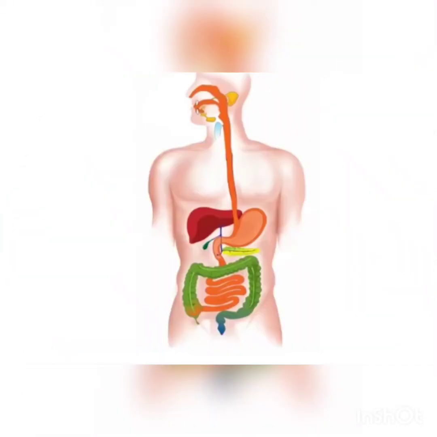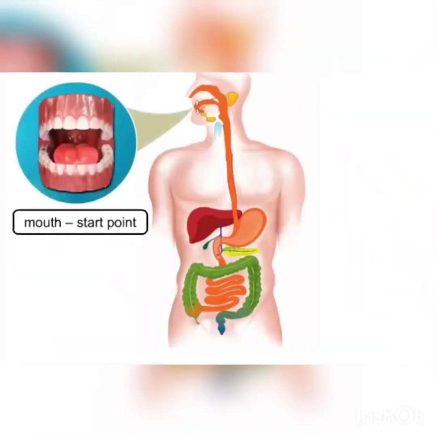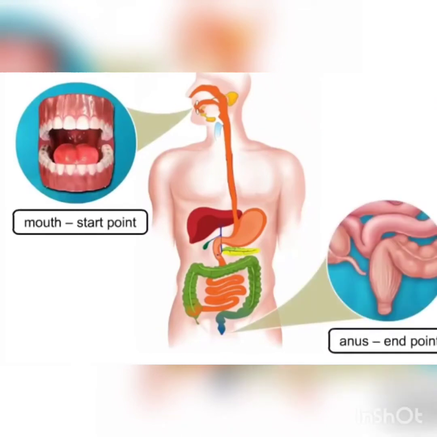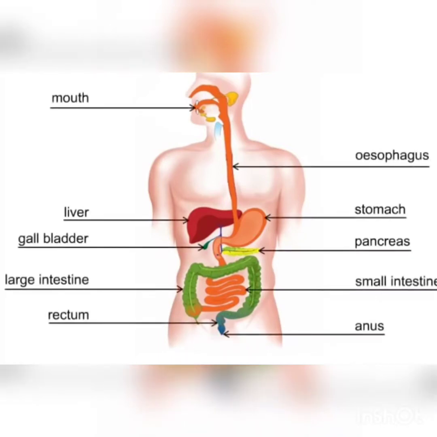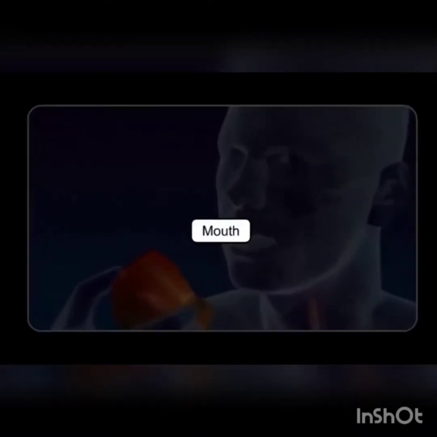The human digestive system starts from the mouth and ends in the anus. The process of digestion means the breakdown of complex components of food into simpler substances. It is called digestion. The buccal cavity, esophagus, stomach, small intestine, large intestine, and anus are involved in the process of digestion. Here you can see the different parts involved in the process of digestion.